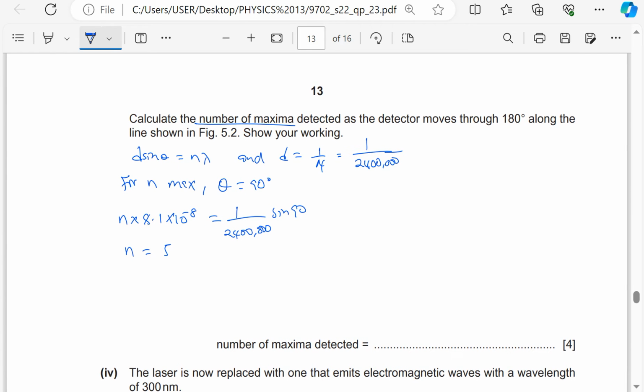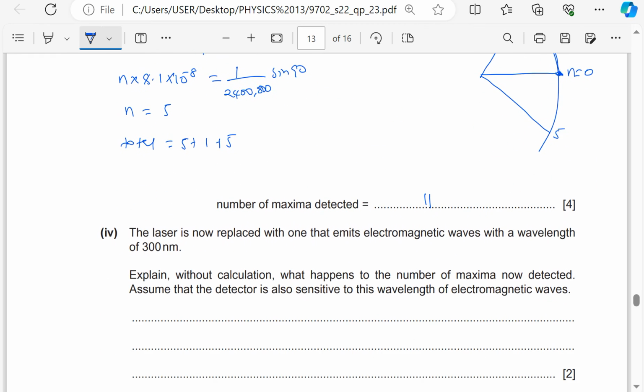But the question is, because it is moved through 180 degrees, we expect the central bright fringe. We expect n equals 5 and n equals 5 the other side. So the total is going to be 5 plus 1 plus 5, which is equal to 11. So the answer here is going to be 11, because as we move from the upper part, you notice the maximum to be fifth order. You go to the central order where n equals 0, then you go to the other side, you reach the fifth order. So it is 5 plus 1 plus 5, which is 11.